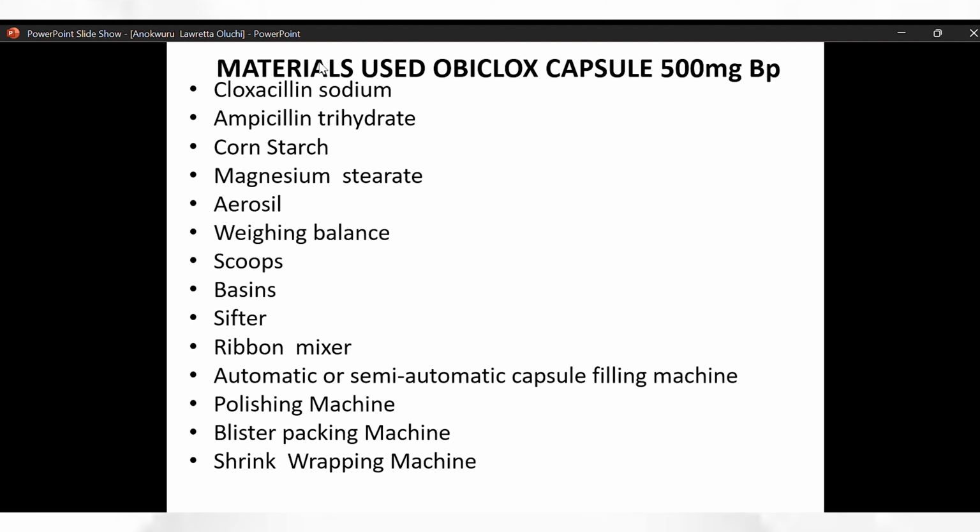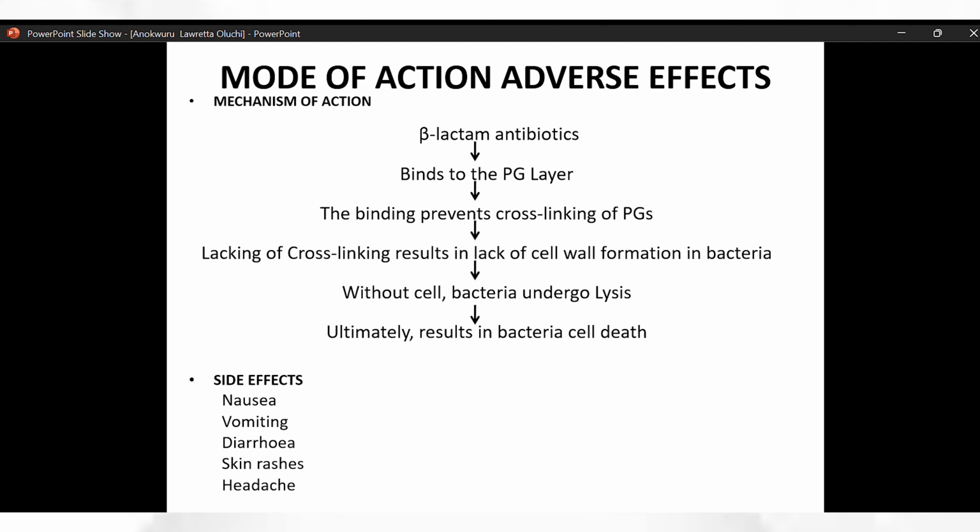So these are the materials: cloxacillin, cornstarch. This cornstarch, you also use it in manufacturing paracetamol. So all these are the materials. So we go on to, now this is where the biochemistry starts. Mode of action, adverse effect. Are we together? That's mechanism of action and then side effect.